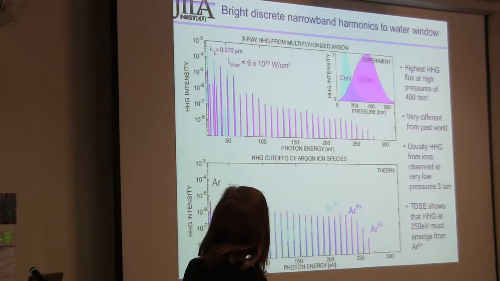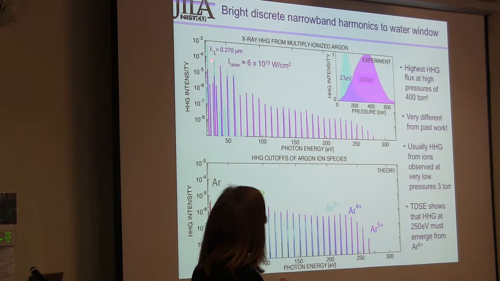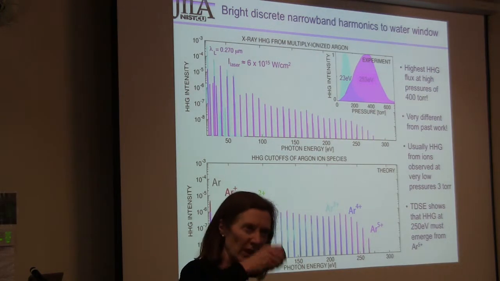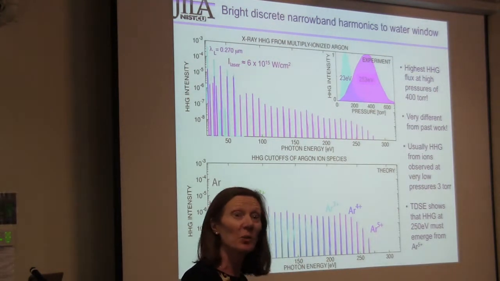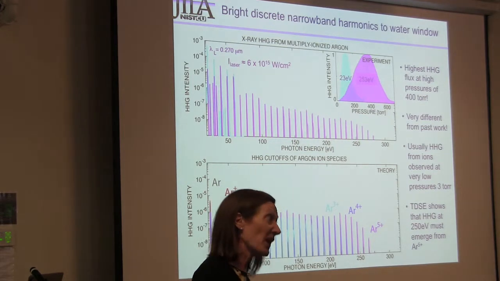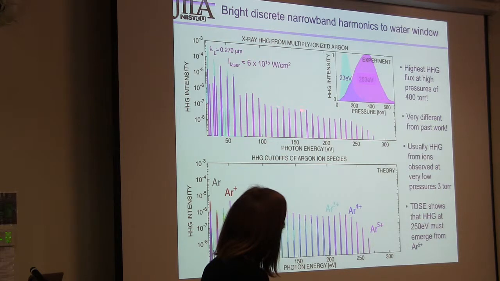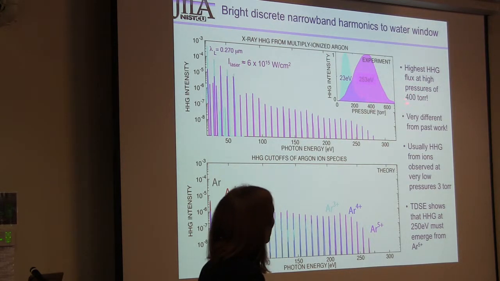So, in fact, this is the experimental data, and you can see you expect very bright harmonics for ultraviolet lasers in the vacuum ultraviolet region. The cycle time is much shorter if you've got a short wavelength laser driver, so there's less quantum diffusion. So it's this really bright single atom emission, and you expect that. But what we didn't expect was this plateau that went all the way out to 300 eV, and that optimizes at very high pressures, 400 torr.